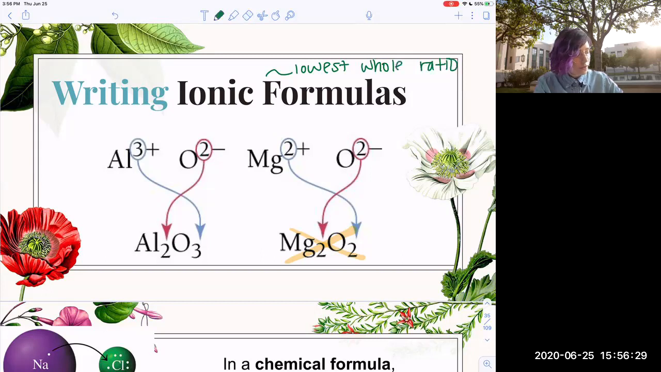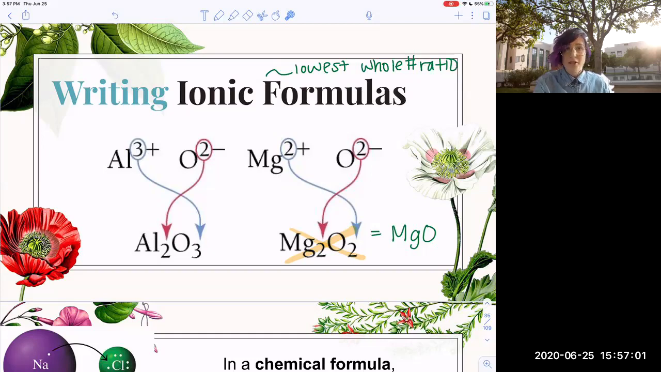So is a 2 to 2 a lowest whole number ratio? No. So how can I write this correctly? I would have to write MgO. So I'd have to reduce it if I wanted to do this crisscross method, which is take the charge of your cation and make it the subscript of your anion, and take the charge of your anion and make it the subscript of your cation. And then make sure you reduce it to lowest whole number ratio. So that's kind of the shortcut way of doing this.